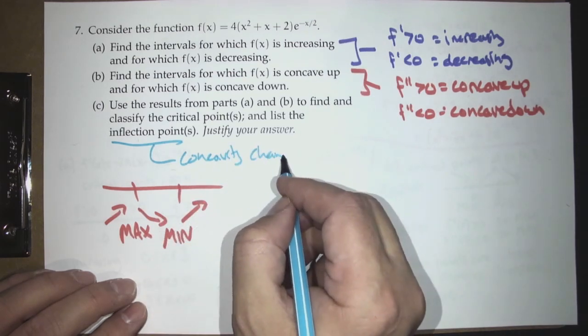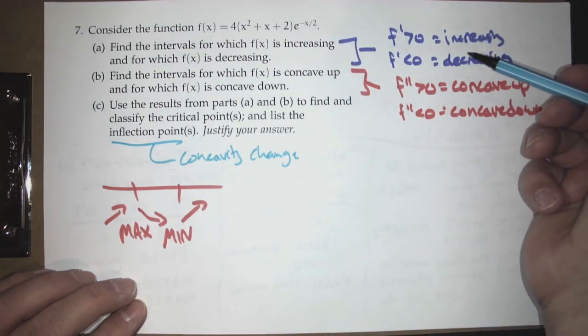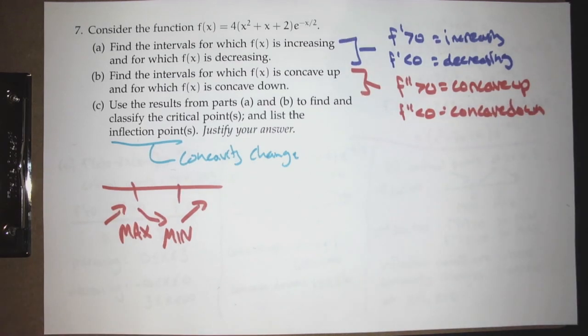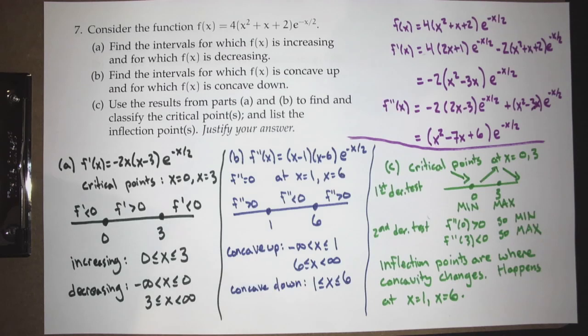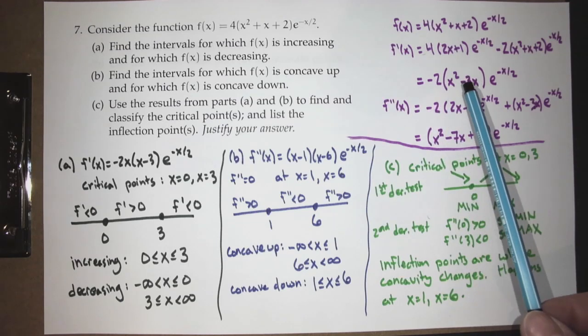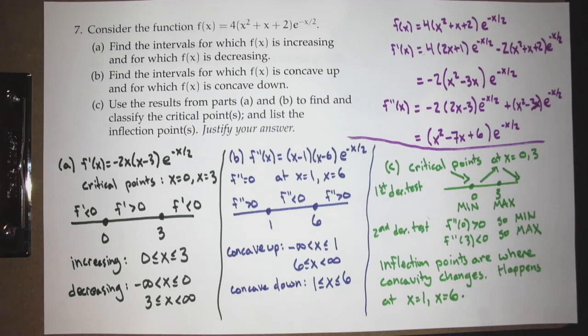All right, well, so what's our plan? We're going to take the first derivative, take the second derivative, clean them up, and we're going to look at the signs. Okay, so this one's probably a little bit on the longer side, which is maybe not realistic for an exam, but it is realistic for a practice exam. So we take the first derivative, and it turns out to be minus 2 times x squared minus 3x e to the minus x over 2. Take the second derivative, clean it up, x squared minus 7x plus 6 e to the negative x over 2.